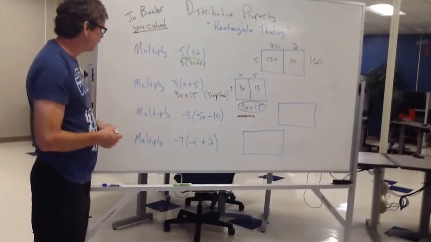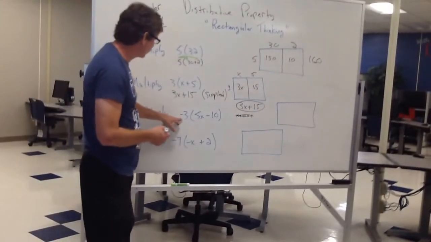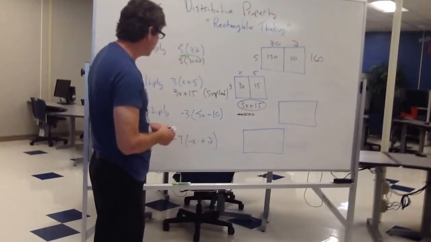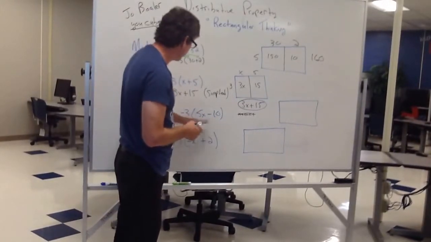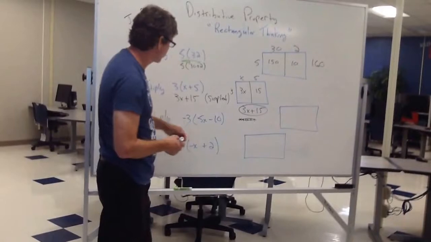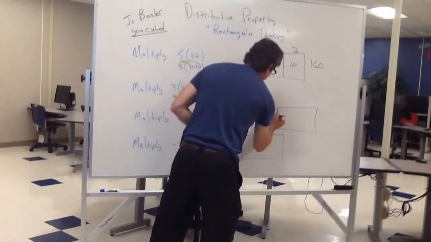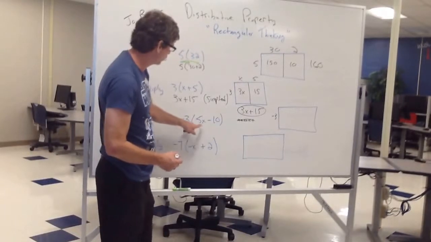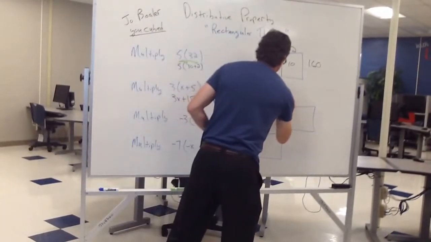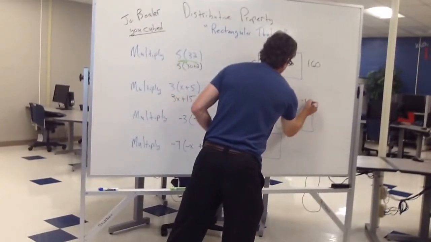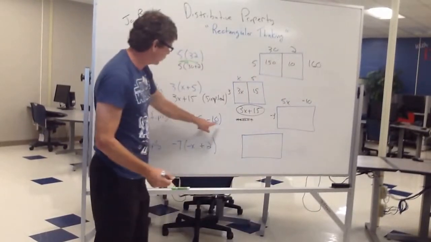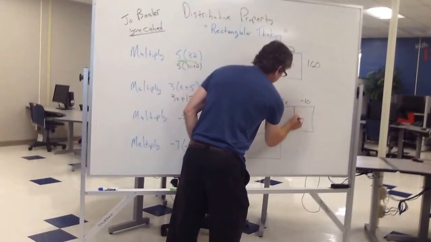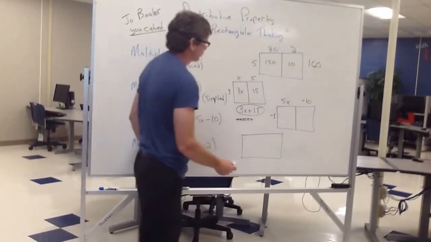So if we look on to the next example, we have negative 3 times the quantity 5x minus 10. Again, I'm allowed to look at this as rectangular thinking, where the negative 3 goes along this edge, and the 2 pieces go on the other side. So the 5x is one term, and the negative 10 is the other term. I look at this as 2 pieces, a 5x and a negative 10, and I break this apart into 2 rectangles.